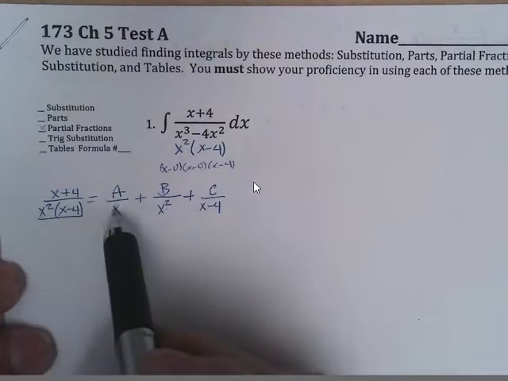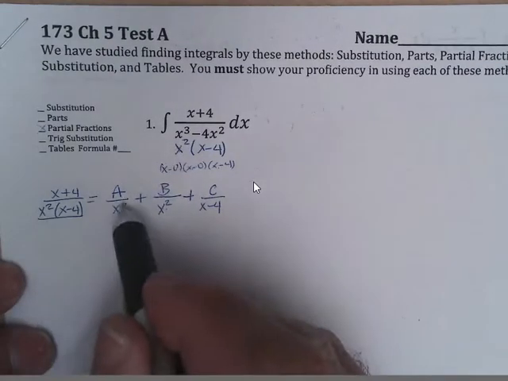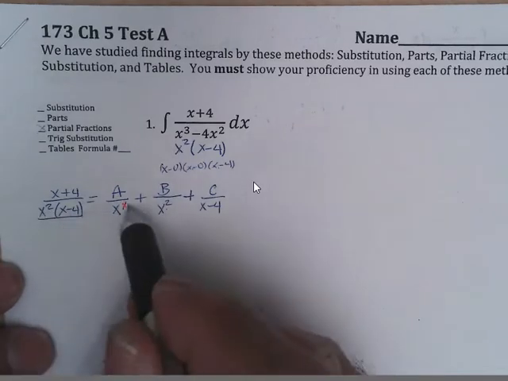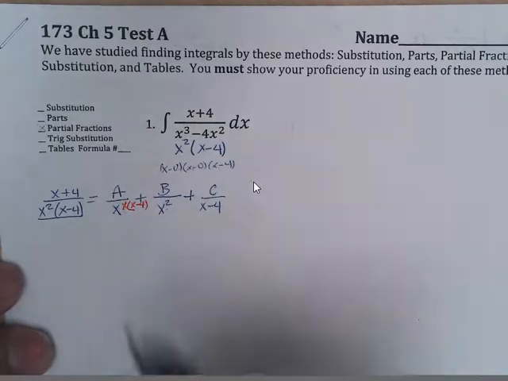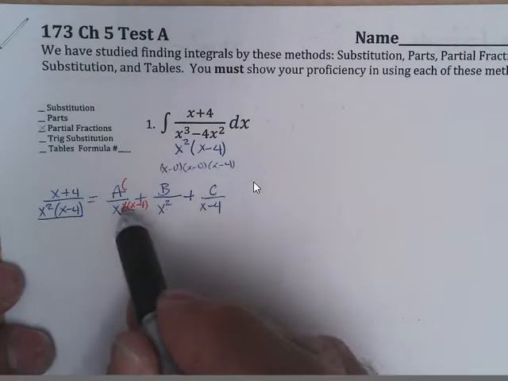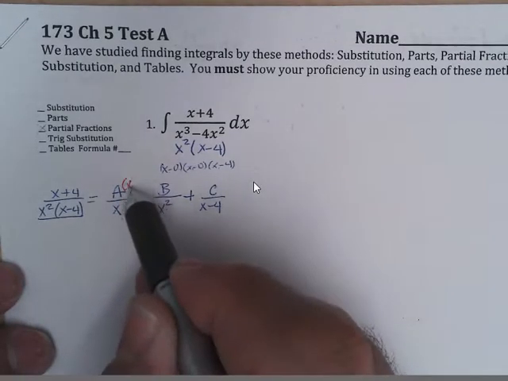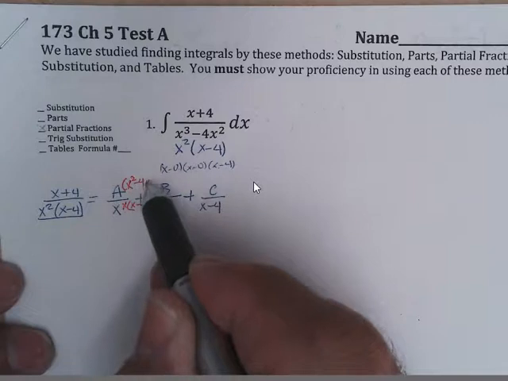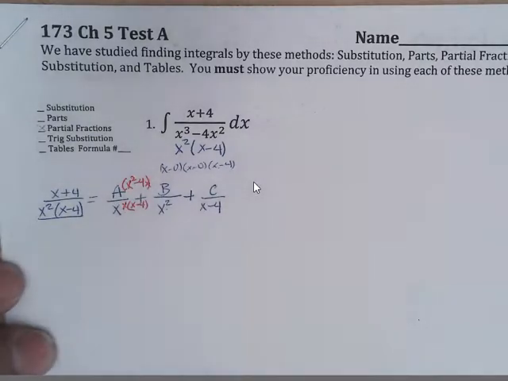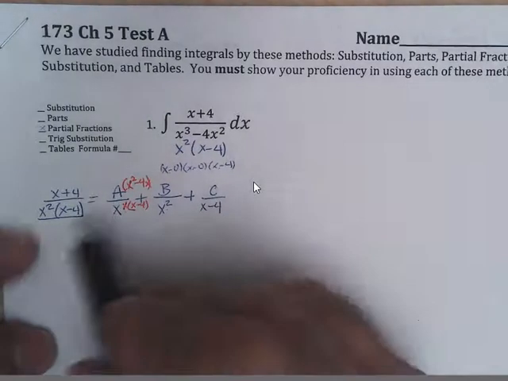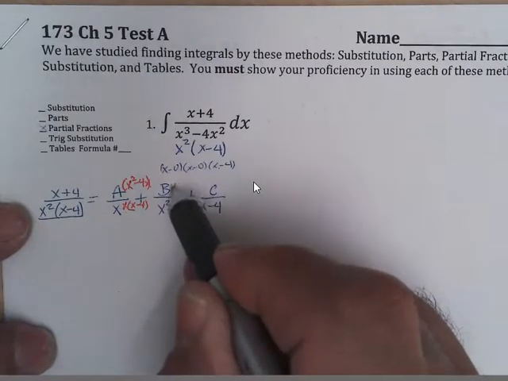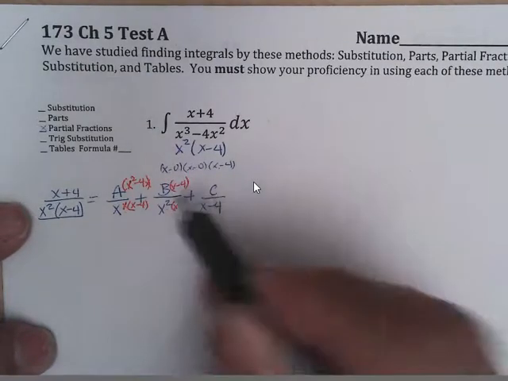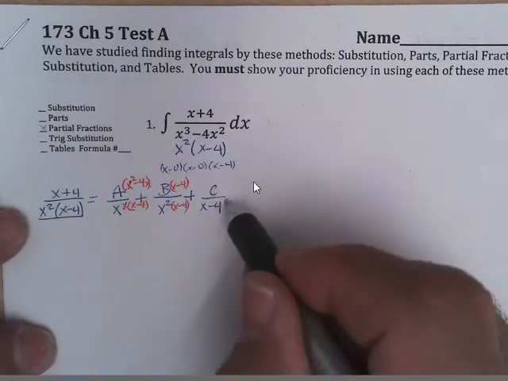So to get x squared, I need to multiply by an x. And then to get the x minus 4, I need to multiply by x minus 4. So that's what I need to multiply the numerator by, x squared minus 4x. On the second one, I have the x squared, so I just need to multiply by x minus 4. And on this, I need the x squared.